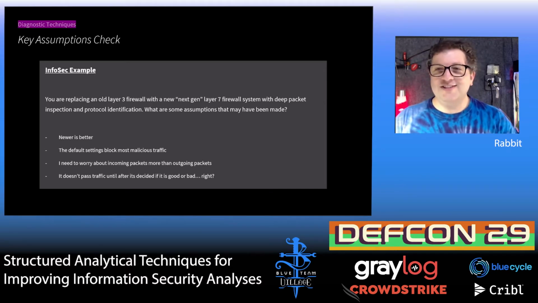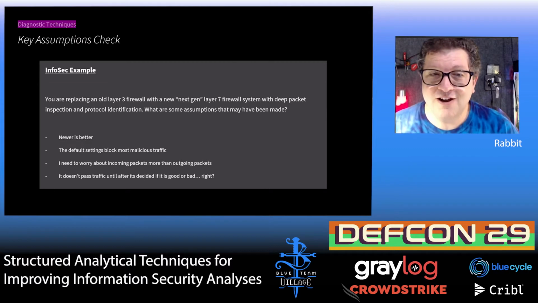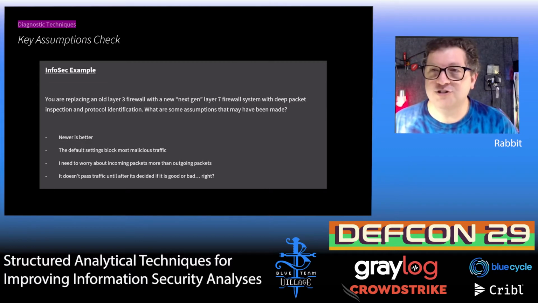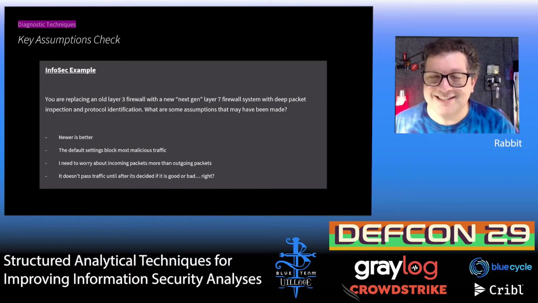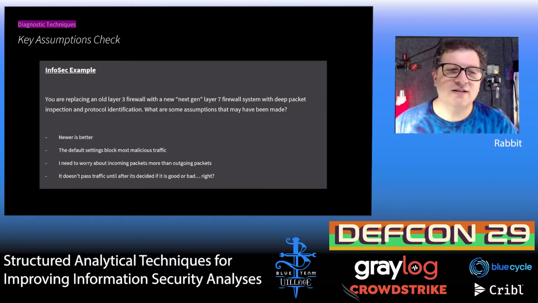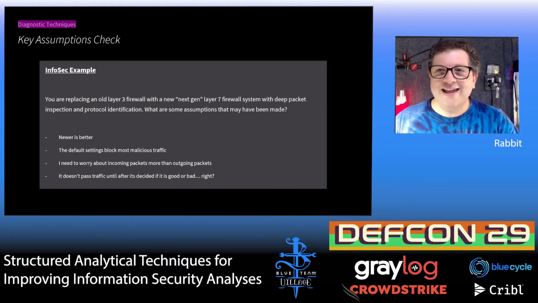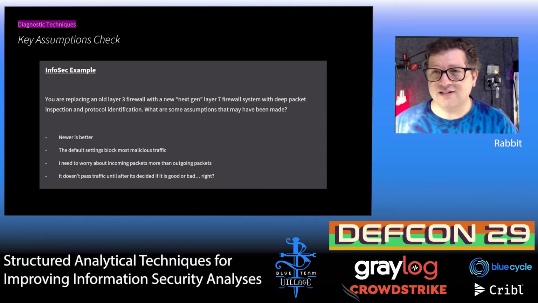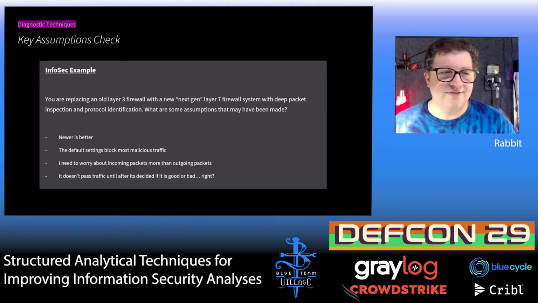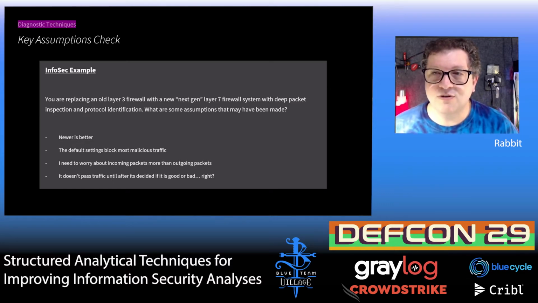You may have assumed that the default settings on the new firewall would block malicious traffic. Maybe you brought it out of the box and put it into place, and it's expecting you to do a lot more tuning than you realized. You may have assumed you really only needed to worry about incoming packets versus exfiltration or outgoing traffic. Or you may assume that it doesn't pass traffic until it knows that traffic is good or bad.